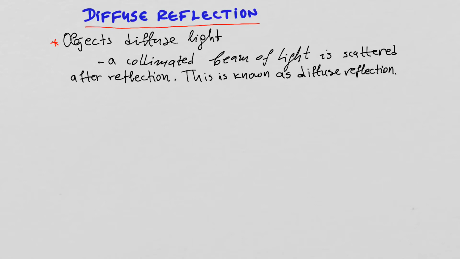What does that mean? Initially, a light beam will be incident upon the surface of an object, and for simplicity, we are going to assume that the light beam is nice and parallel, so we say that it is collimated. But after reflection, the light rays inside the beam are scattered, and they are no longer parallel to each other. They are diffused. So we say that this reflection is diffused reflection.